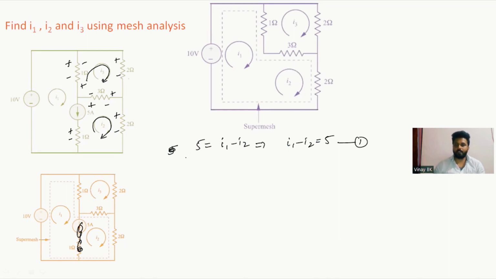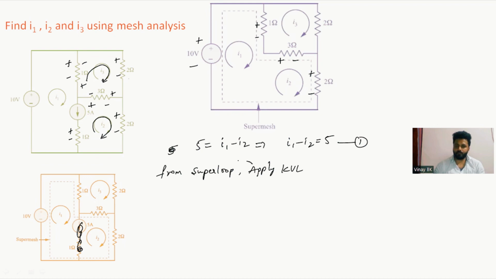So now you apply KVL to the super mesh. You already know the polarity here. This is plus and minus. Here current is flowing, that is plus and minus. Here also I2 is flowing, plus and minus. So now I'll write the equation from the super loop. From the super loop, apply KVL.